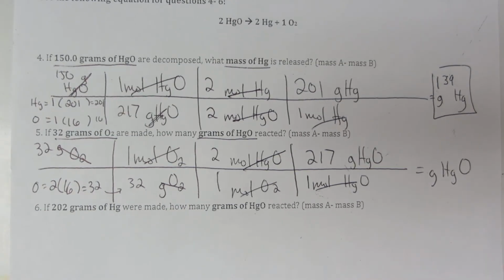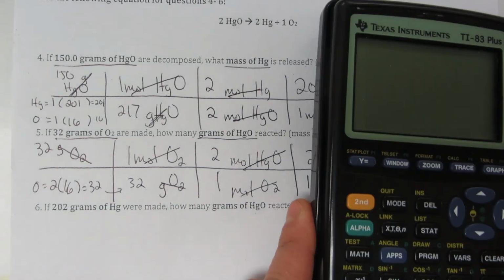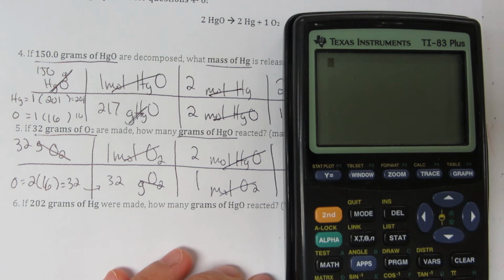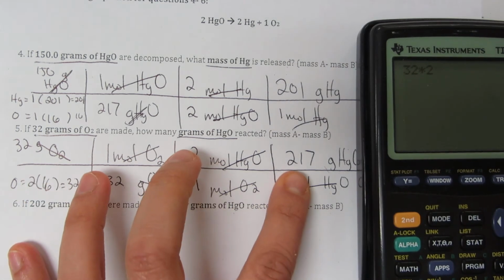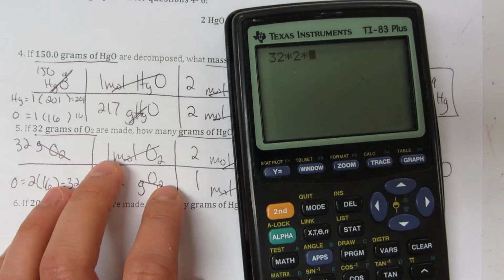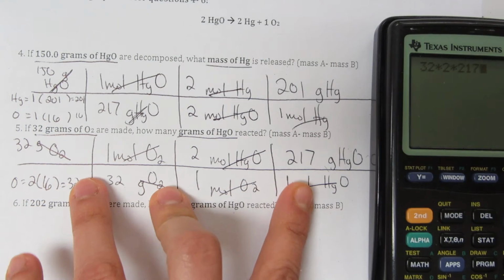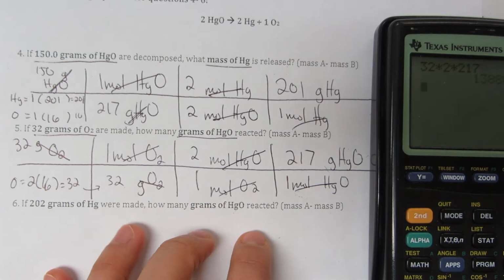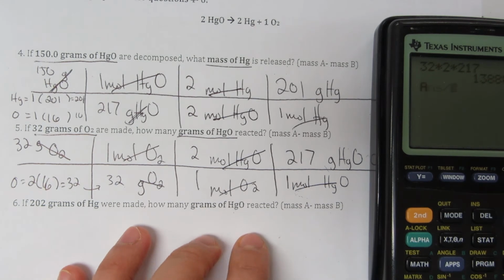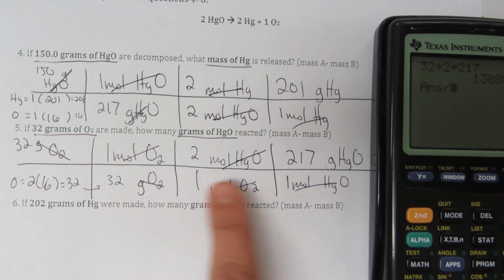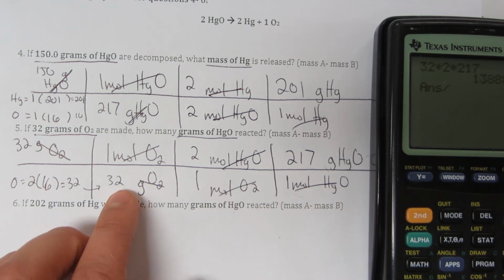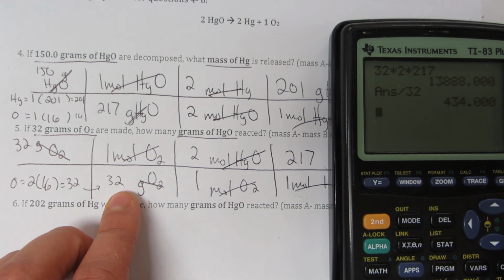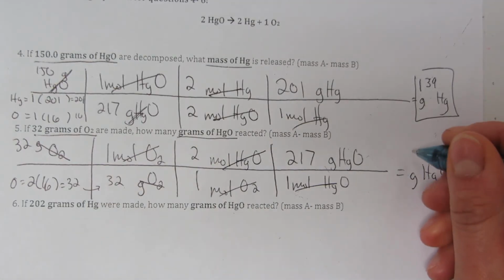We're going to do our math here. So we're going to multiply the top numbers, 32 times 2, don't worry about the 1s, they're not going to change anything, times 217. Okay, so those are the 3 numbers we have. Enter. And then divide by the bottom numbers, where the only non-one number we have is 32. So divide by 32. Enter. So you get 434 grams as your answer.